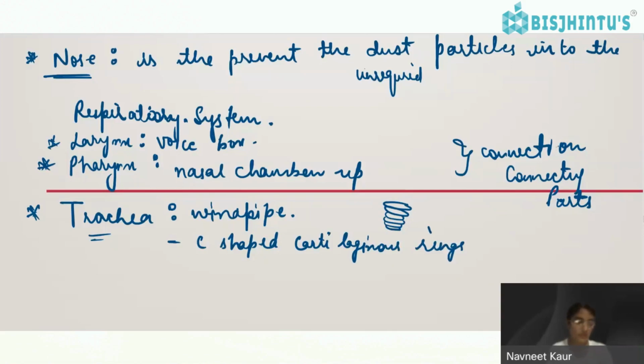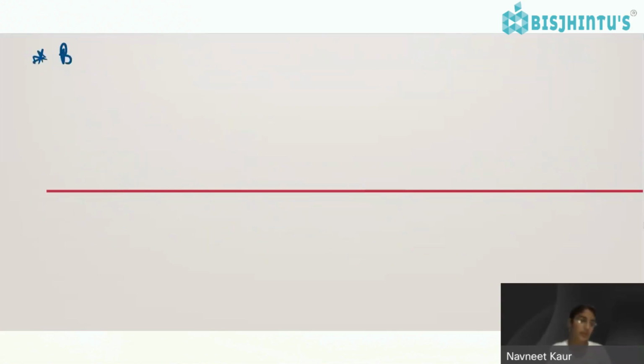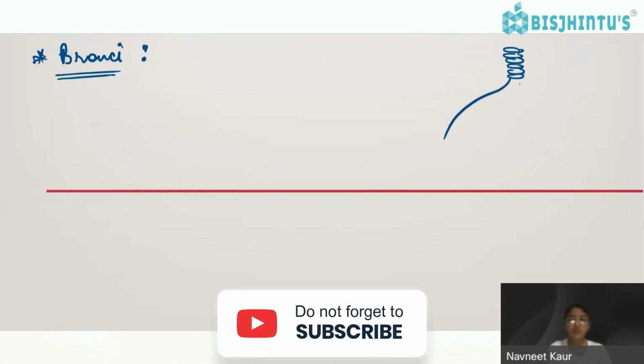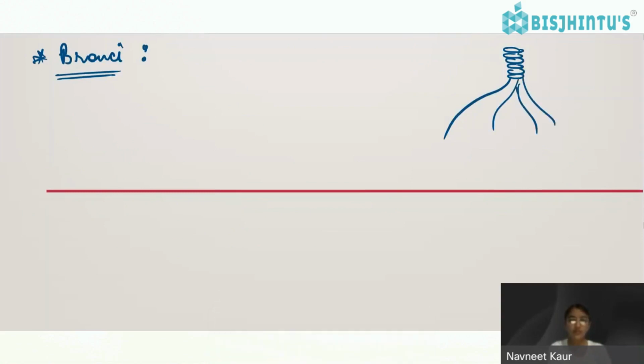So the very next part we have is bronchi. We are going to learn about bronchi here. If we are drawing, we can just draw here for reference. The trachea splits into two bronchi. We can draw like this here. Here it is the combined part. These two tubes that are generated are called bronchi.